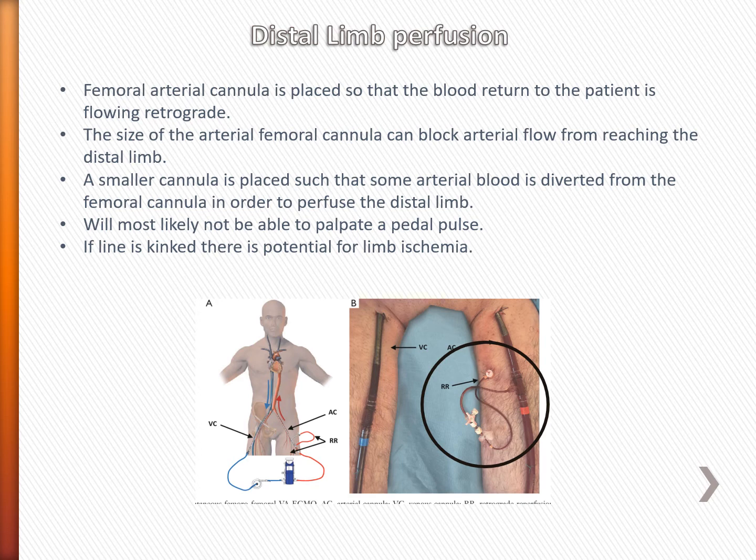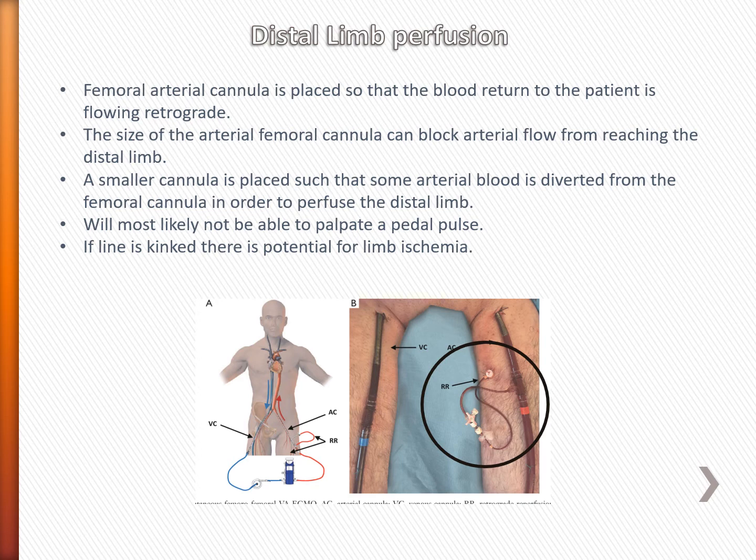If the arterial cannula is completely blocking blood flow, then you won't be able to palpate a pedal pulse. However, with this smaller distal limb perfusion cannula, you should still be able to get Doppler pulses. But if the line is kinked, there's potential for limb ischemia.